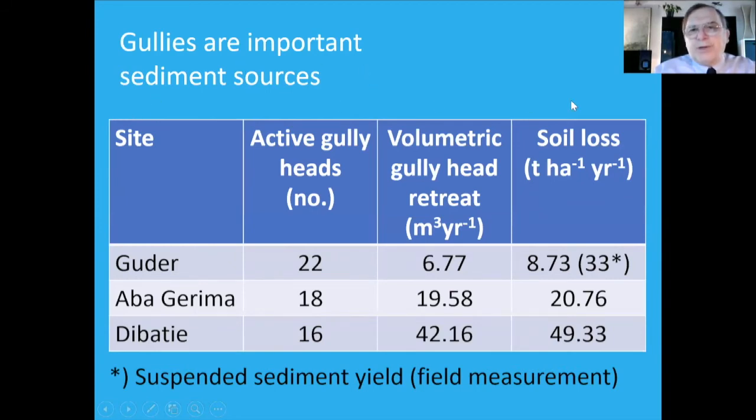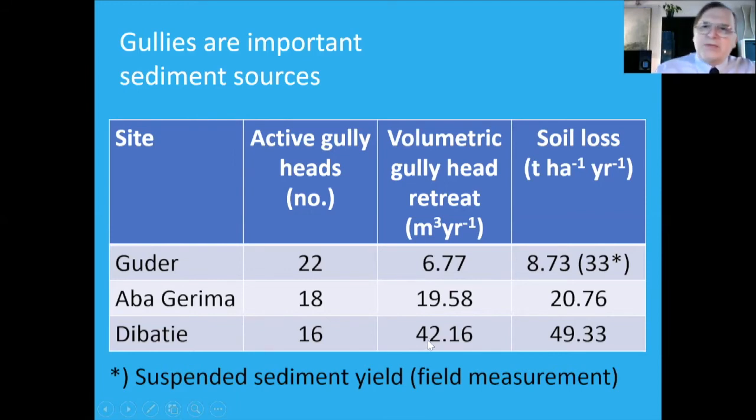In this table here, we have data about the gully head retreat, the volume of gully head retreat, and the soil loss measured at the gully outlet. And we can see that in Gudar we have 22 gullies, in Abagarima 18, in Dibate 16. So it's quite a good number of data. But the volumetric gully head retreat varies quite remarkably among the different study areas. So we have about 7 cubic meters per year in Gudar, as far as 42 in Dibate.